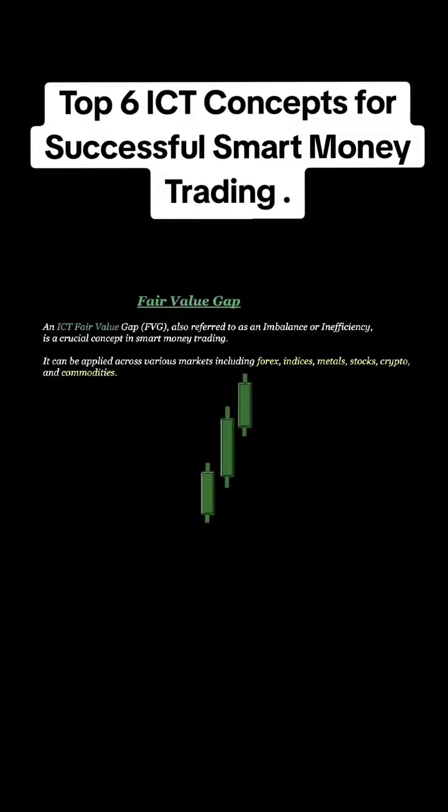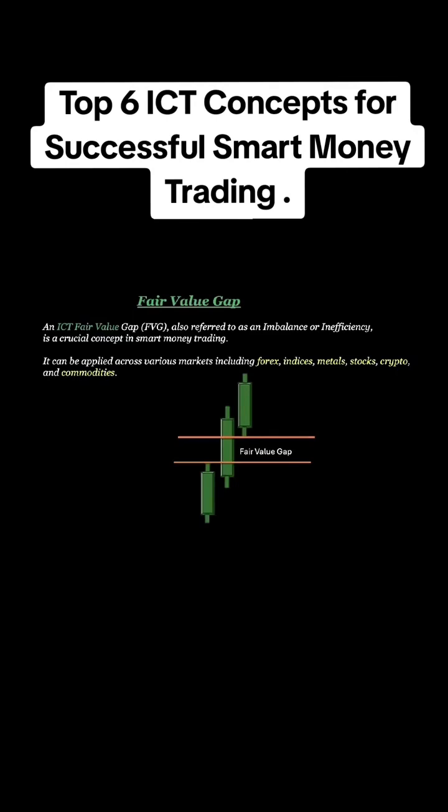The middle candle is generally larger, with a wider body, representing significant price momentum. The first and third candles are shorter and don't overlap the body of the middle candle. This creates a clear gap between the wick of the first candle and the wick of the third candle, referred to as the fair value gap. This gap highlights where the market moved too fast for balanced price action to occur, signaling institutional involvement. The gap between these wicks, where price hasn't been fully traded, is the area of inefficiency or imbalance.